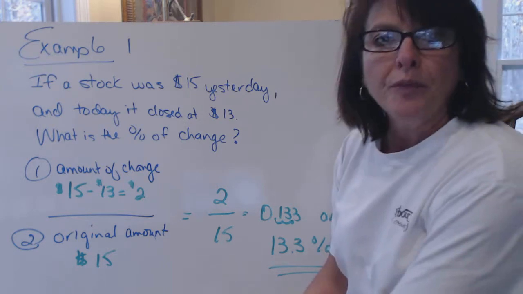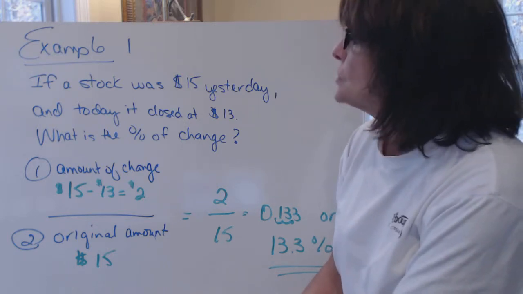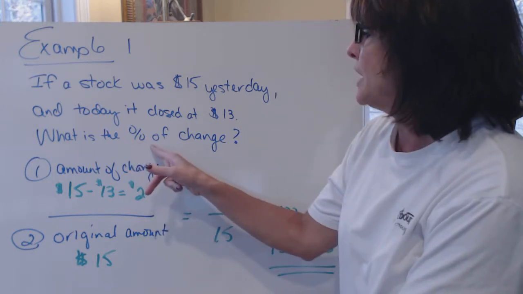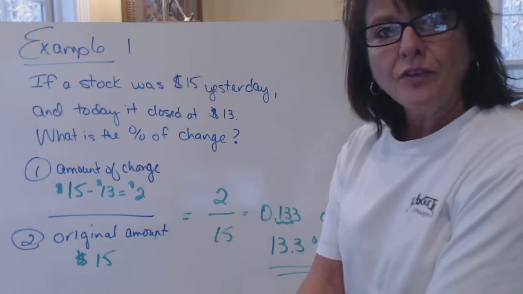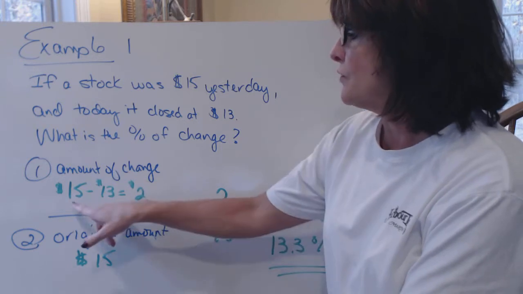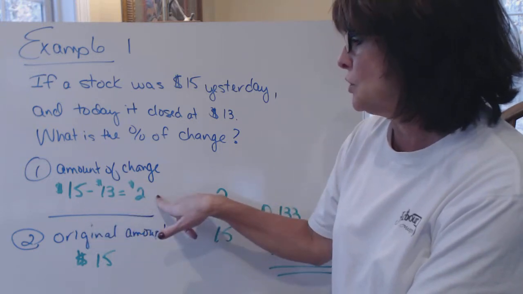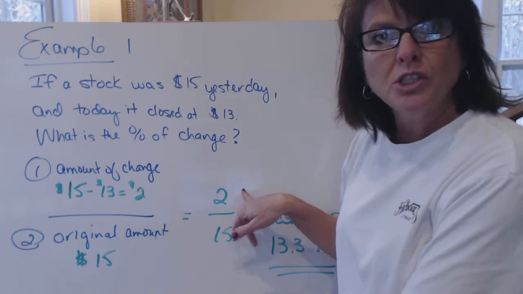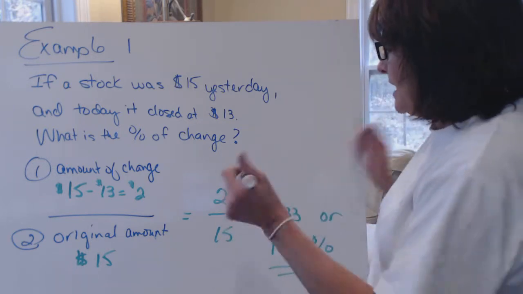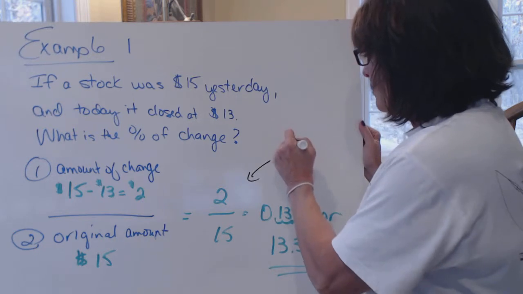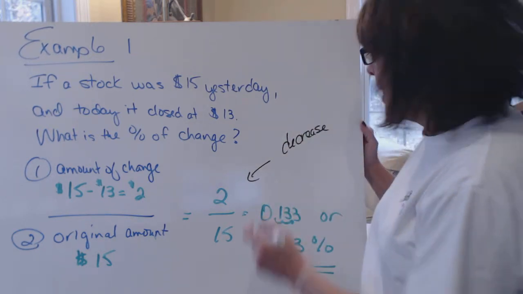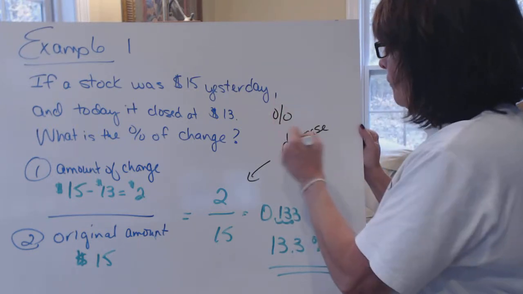Our first example: if a stock was at $15 yesterday and it closed at $13 today, what is the percent of change? First thing we have to do is find what is the difference. 15 minus 13 is $2. So we know that our change was $2. Is it an increase or a decrease? In this case, this was a decrease.